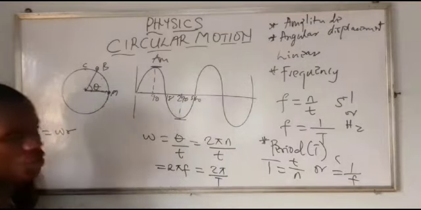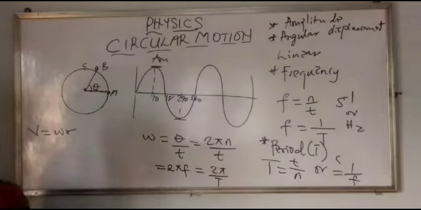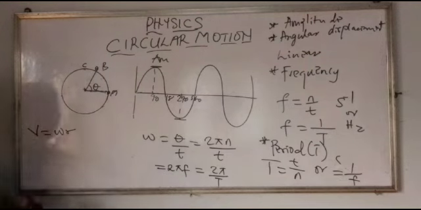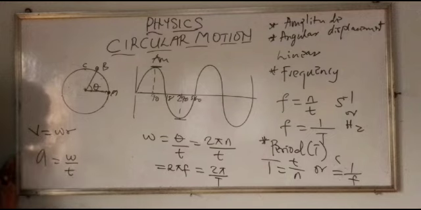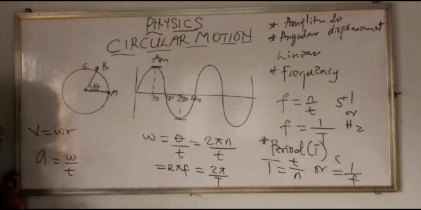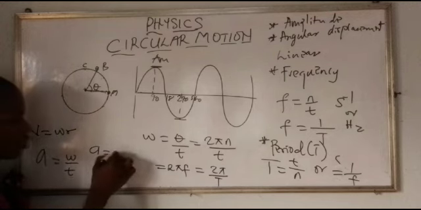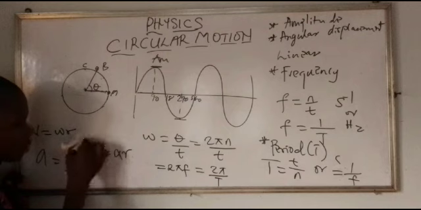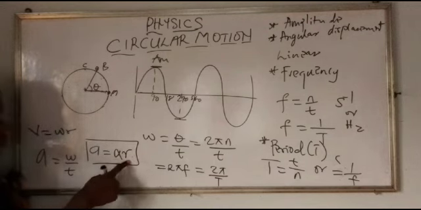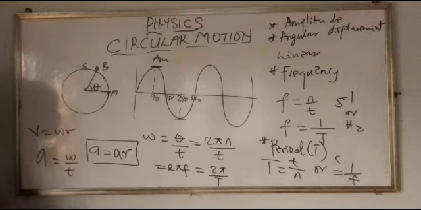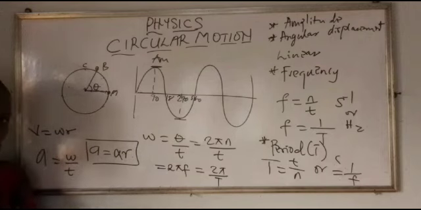We have angular acceleration and we also have what? Linear acceleration. So angular acceleration is the rate of change of angular velocity, and it's given by alpha equal to w over t. Now there's a formula that connects angular acceleration and linear acceleration. That formula is a equals alpha r. So linear acceleration is equal to angular acceleration times radius of rotation. So please take note of that, alright? So that is what we are going to take in this first part of the circular motion.